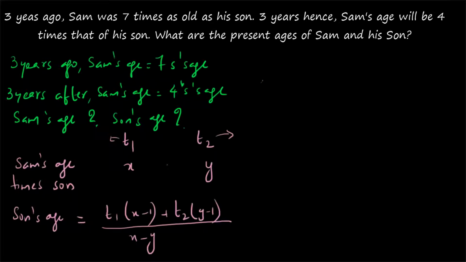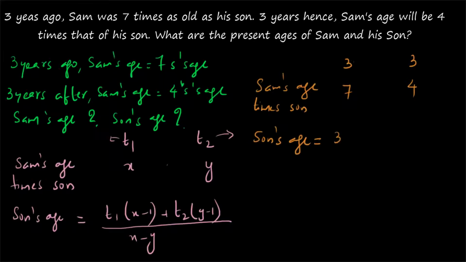So Sam's age times son. T1 is 3 years ago, and T2 is 3 years after, so both are 3 and 3. 3 years ago Sam's age was 7 times that of son, and 3 years after it is 4 times. So now you have completed the table. Son's age is equal to T1 into (X minus 1), so 3 into (7 minus 1) plus 3 into (4 minus 1), divided by 7 minus 4. The difference between the ratios, 7 minus 4, is equal to 3.